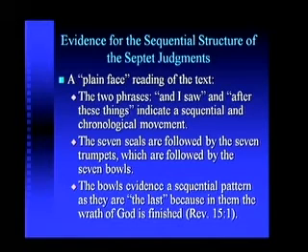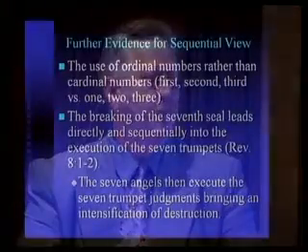Secondly, the seven seals are followed by seven trumpets, which are followed by the seven bowls. The bowls evidence a sequential pattern, as they are called the last. Now, if there is a last, there's got to be maybe a first. And if there's a last, I'd suggest maybe that there's a first and a middle, because in them the wrath of God is finished.